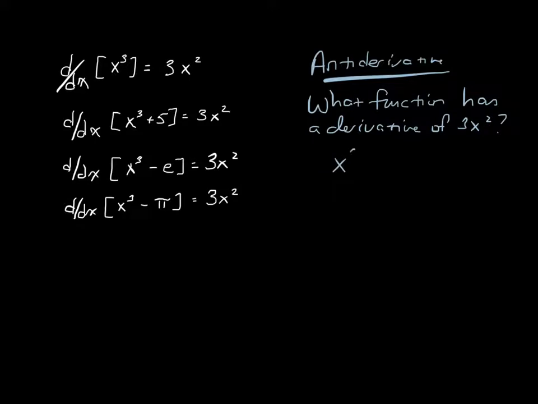We could say that it's x cubed. We could say that the antiderivative is x cubed plus 5, or x cubed minus e, or x cubed minus pi. But we know that there are infinitely many responses to this type of question. So what we do is we write this as x cubed plus some constant c. And that will cover the infinitely many possibilities for what c might be equal to.